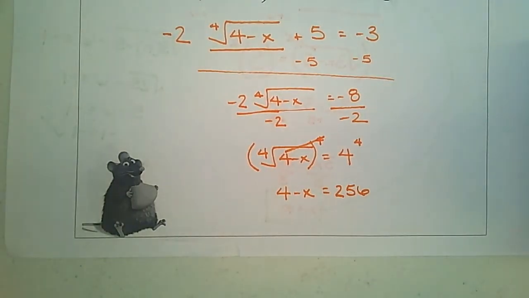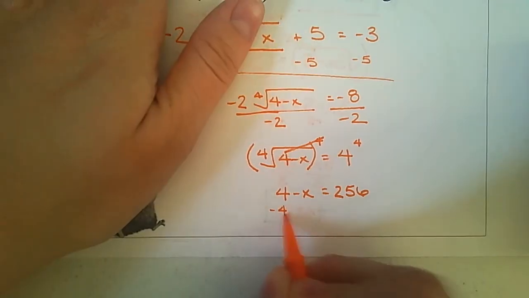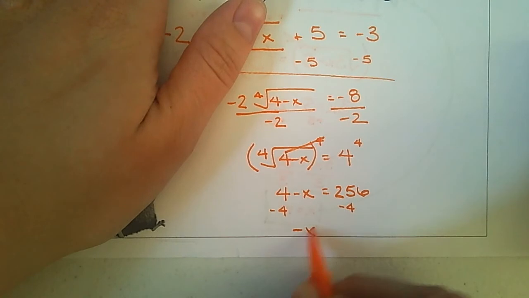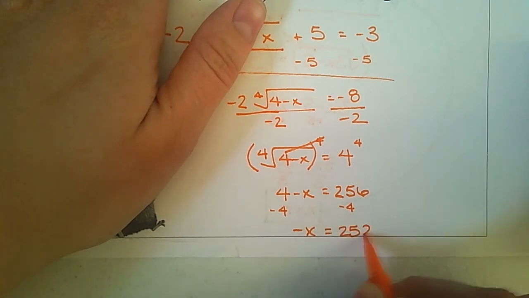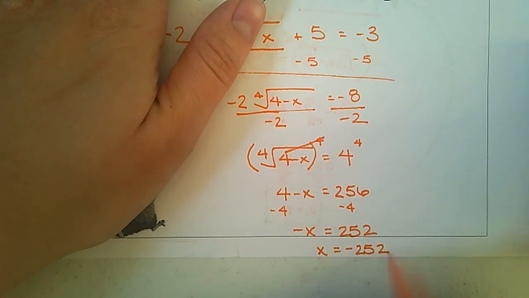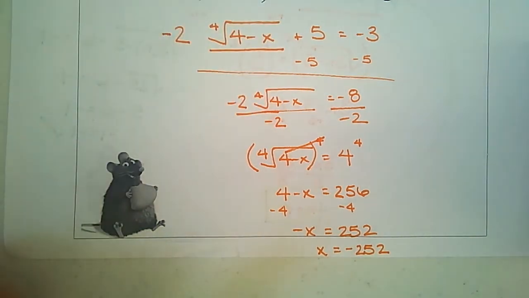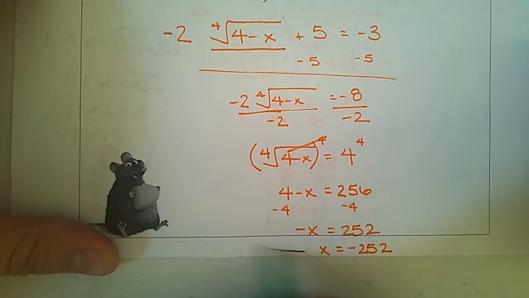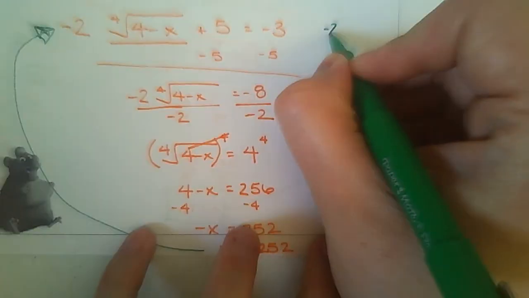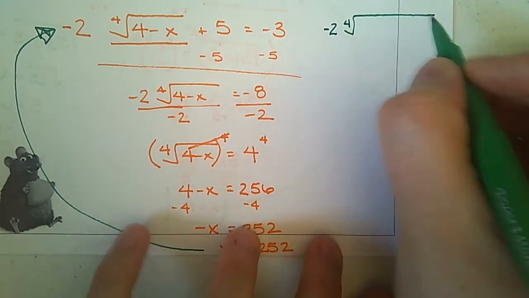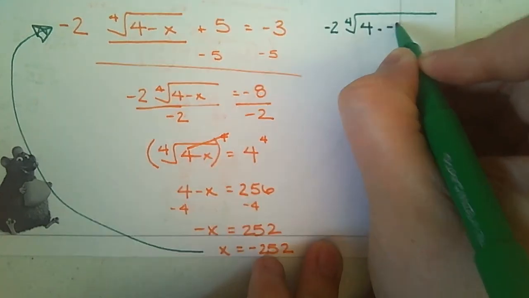All right, step 3, let's go ahead and solve this. I'm going to subtract 4 from both sides, and divide both sides by -1, and it looks like I get -252 as my potential answer. Of course, we need to check it, making sure we're plugging it back into that original equation. So I'm going to plug -252 in for x.